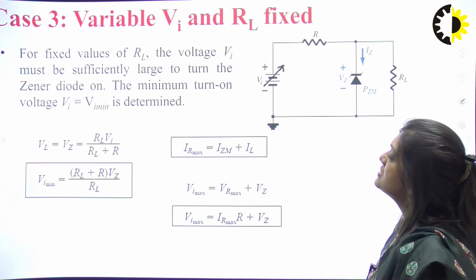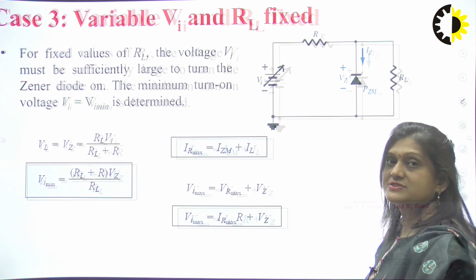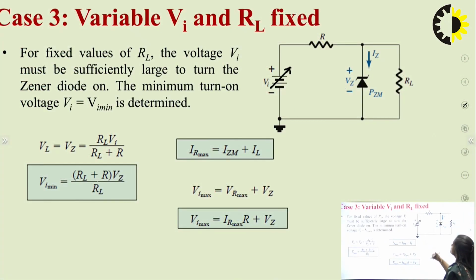Okay, so this is the third case: variable VI and RL fixed. Here our VI is variable, and RL is fixed. Since RL is fixed, IL would be fixed, because our target VL is always fixed.